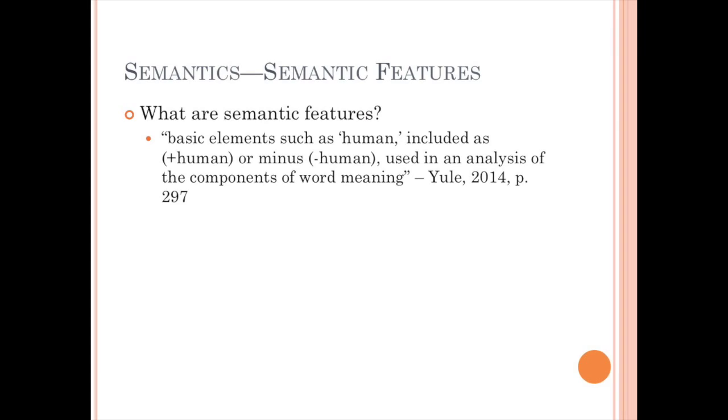Now, what are semantic features? Yule defines semantic features as "basic elements such as human, included as plus human or minus human, used in an analysis of the components of word meaning." So you see how he marks a semantic feature. If the noun has the feature, it gets plus that feature, and if it doesn't have that feature, it is minus that feature. In the case of the hamburger ate the boy and the barn loved the children, both subjects are lacking certain features that they must have in order to make sense as the subject of those particular verbs.